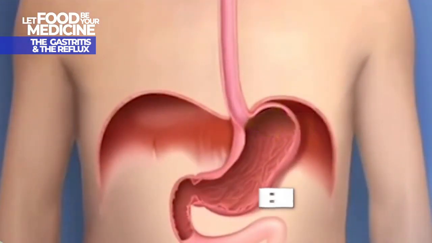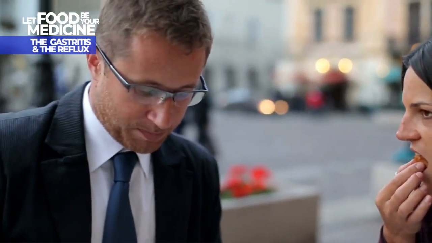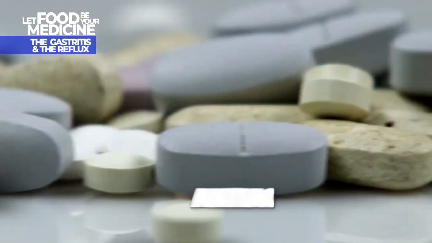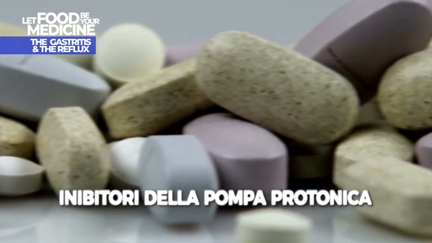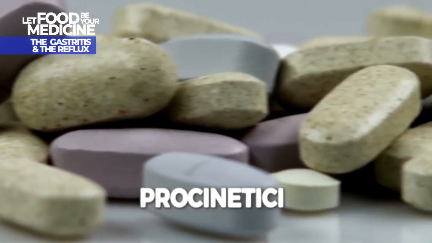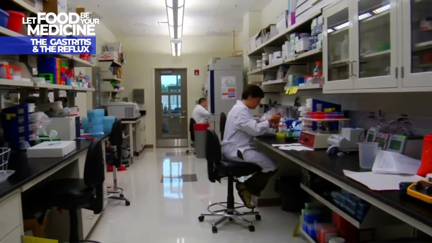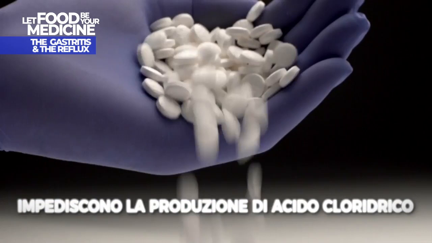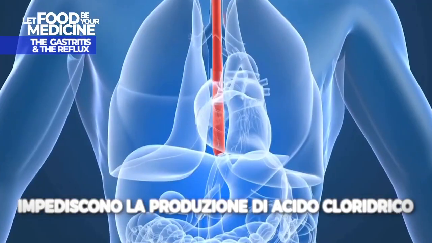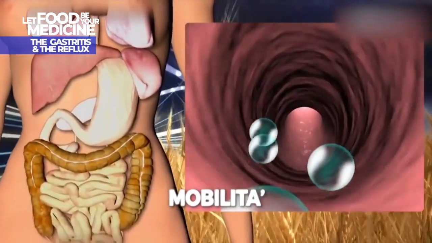The treatment of gastroesophageal reflux and gastritis involves constant and lifelong pharmacological treatments for patients, since they aim to relieve the symptoms but not the causes. The most prescribed drugs are antacids, histamine antagonist drugs, proton pump inhibitor drugs, and prokinetic drugs. Antacids used are alginates that reduce stomach acidity. Histamine antagonist drugs are able to bind histamine H2 receptors, preventing the production of hydrochloric acid. Proton pump inhibitors prevent stomach cells from secreting hydrochloric acid. Prokinetic drugs stimulate motility and accelerate gastric emptying.